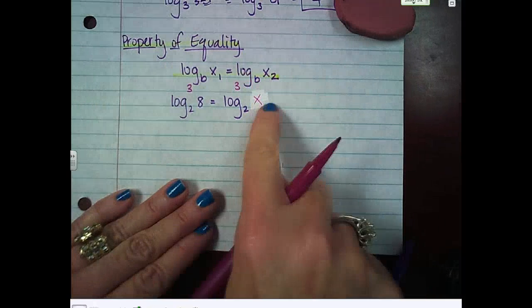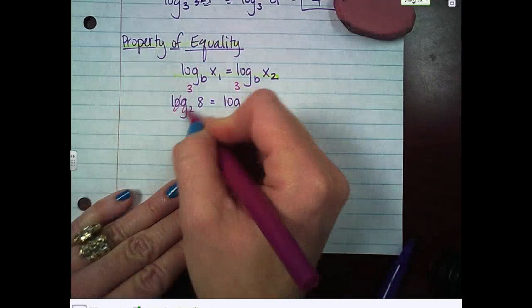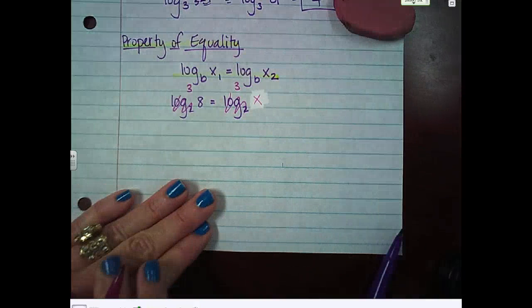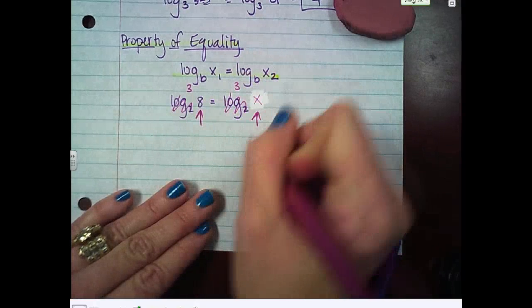What is x? 8. So what is really cool that happens is that if this is log base 2 and this is log base 2, the property that works, what just happens? If this is log 2 and this is log 2, then this answer here and this answer here are equal.